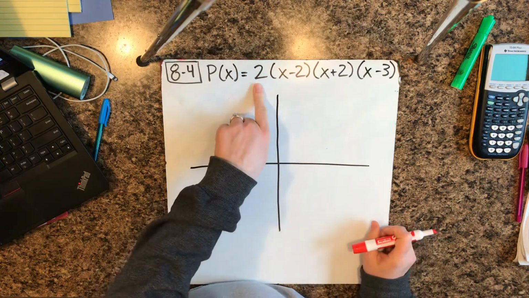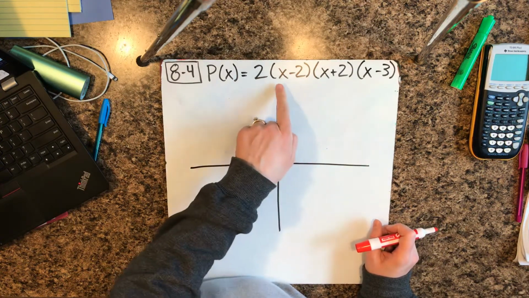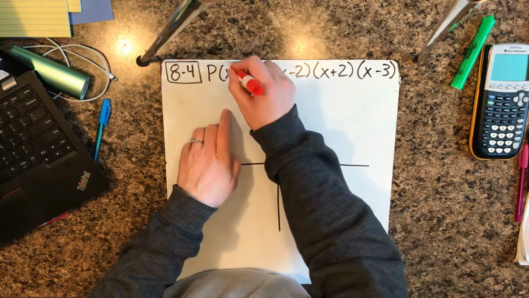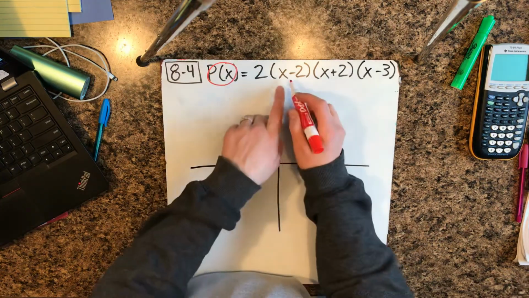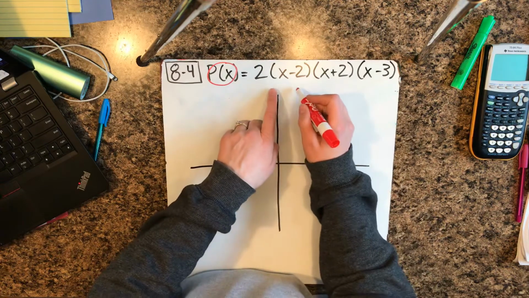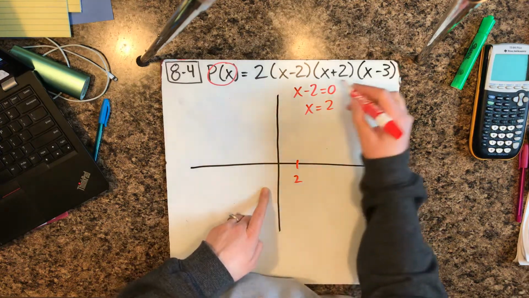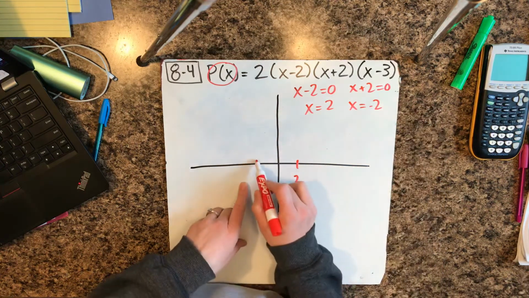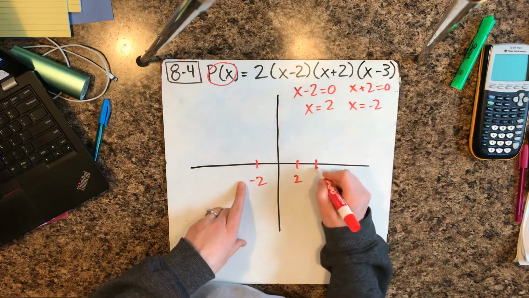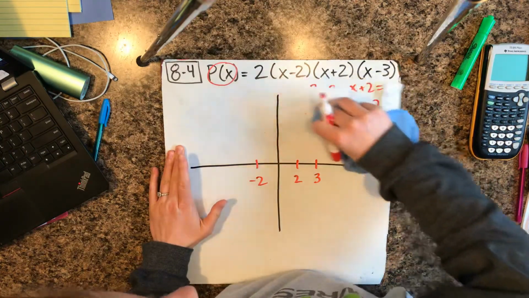Let's just look at this for a second. For now, this 2 doesn't really mean anything to me, but these three factors tell me a lot. Remember, if I set this equal to 0 and try to figure out what my zeros or x-intercepts are, I would set each of those factors equal to 0. So x minus 2 equals 0, x equals 2. This one, x plus 2 equals 0, x equals negative 2. This one gives me a positive 3 if I solve it. And so that's going to give me some clues on how I'm supposed to graph this.